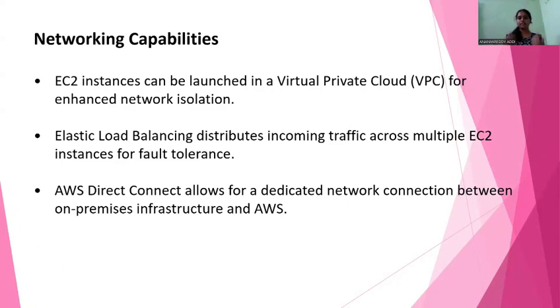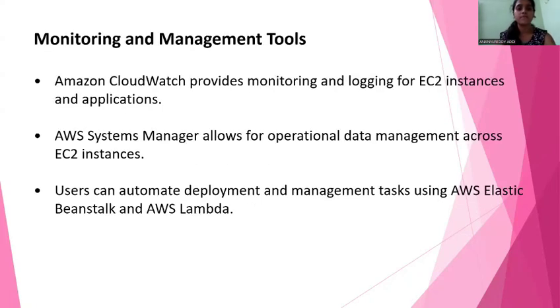The second one, it uses ELB, that is elastic load balancing. It distributes traffic to multiple instances, which will result in improving the reliability. And the third one is AWS Direct Connect, that is a dedicated connection between your data center and AWS for faster secure data transfer. So by using these three, it will handle the networking.